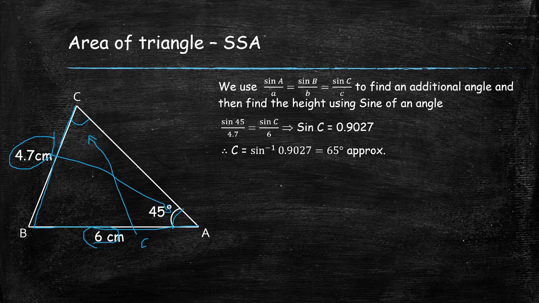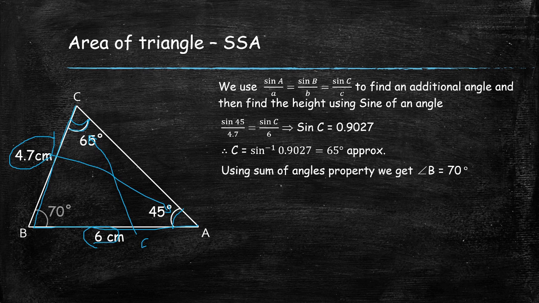Now there is another function called sine inverse. That's the opposite function of sine. For example, sin 90 is 1. Sine inverse of 1 is 90. So sine inverse of 0.9027 is equal to 65 degrees approx. We got angle C as 65 degrees. Now we use the angle sum property to find angle B, which is 70 degrees.